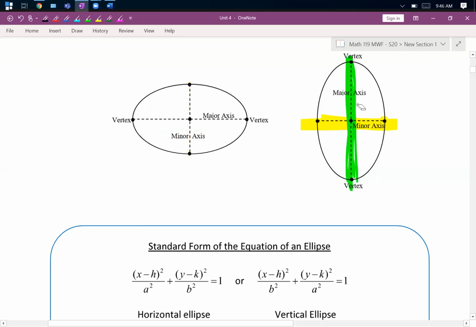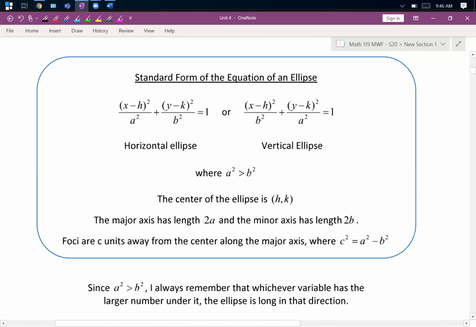Now we know with circles, knowing the standard form is like the most important thing because we can't do anything else otherwise. That is true with our conics as well. So here's the standard form of the equation of an ellipse. We have one for horizontal and one for vertical. A squared is always larger than B squared. You'll notice that it really does look a lot like a circle, right? x minus h squared plus y minus k squared equals something. So a lot of this is very, very similar to a circle.